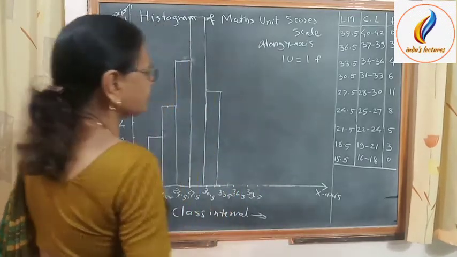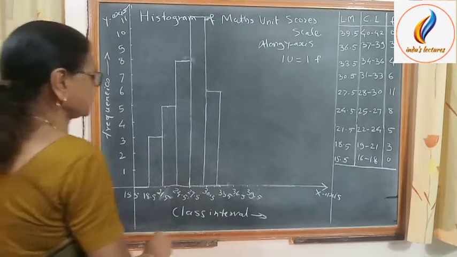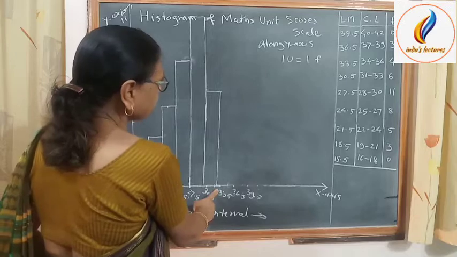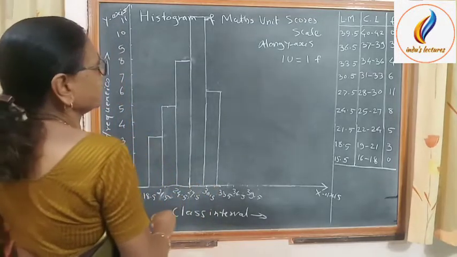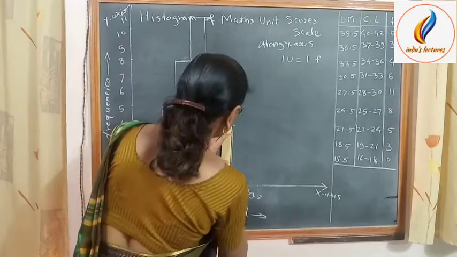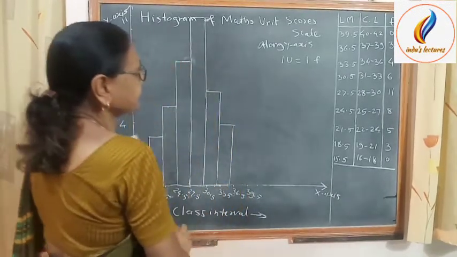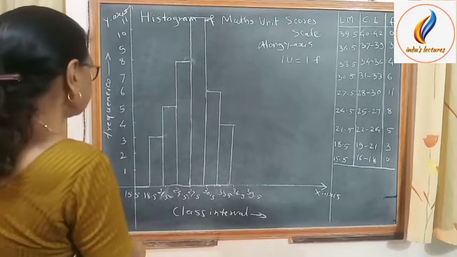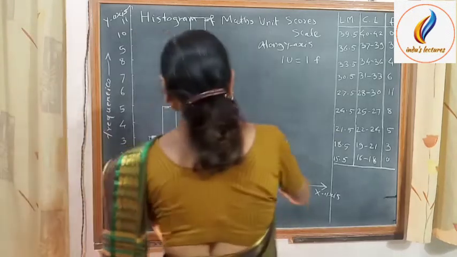Then the class interval is 34 to 36. So consider the lower limit 33.5 and its frequency is 4. So take a point at 4. Then the next class interval is 37 to 39, its frequency is 3. So take this point as 3.